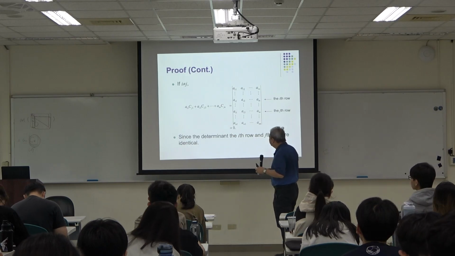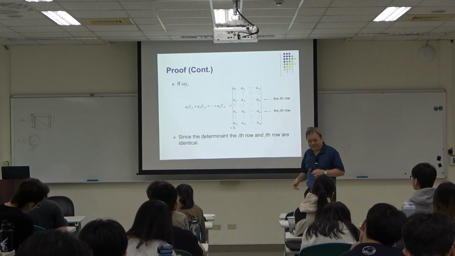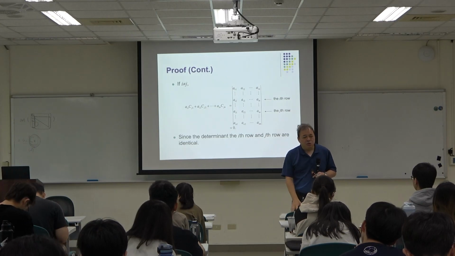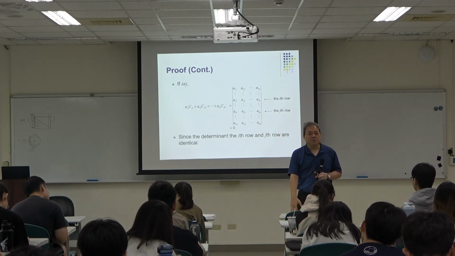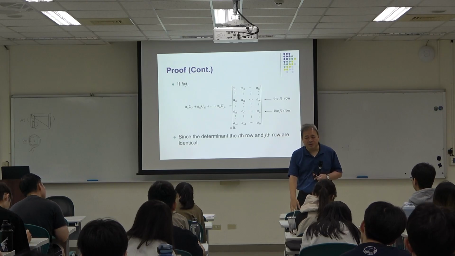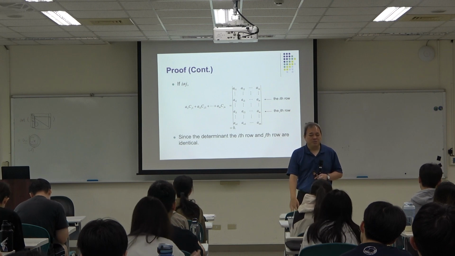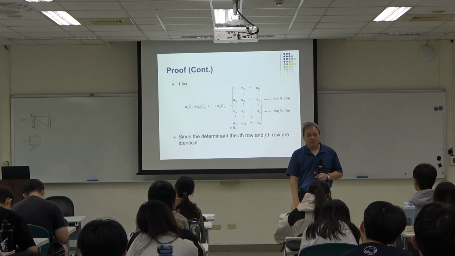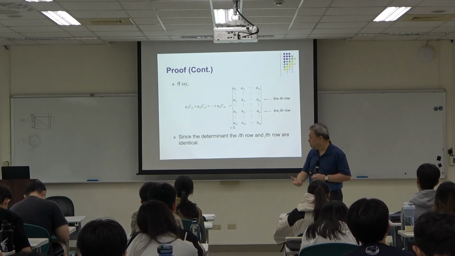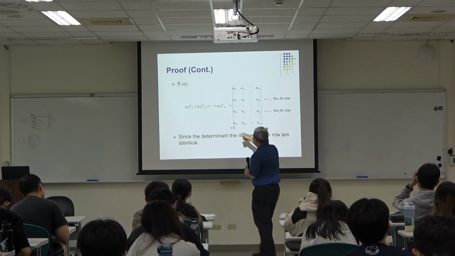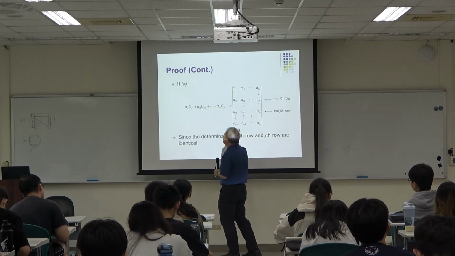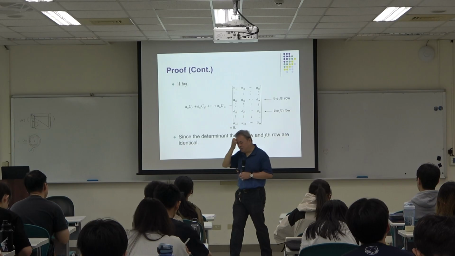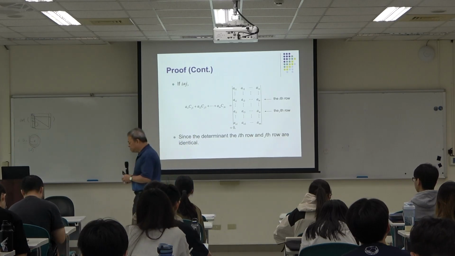So if that's the case, think about that. That means you are computing the determinant of a matrix that has two identical rows, right? We have already shown that if a matrix has two identical rows, its determinant has to be 0, right? So that's the result of the previous proof.